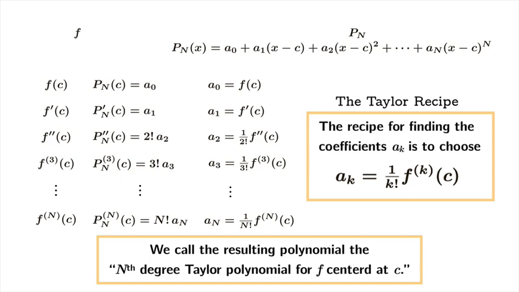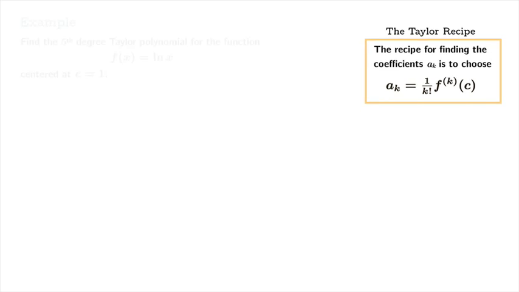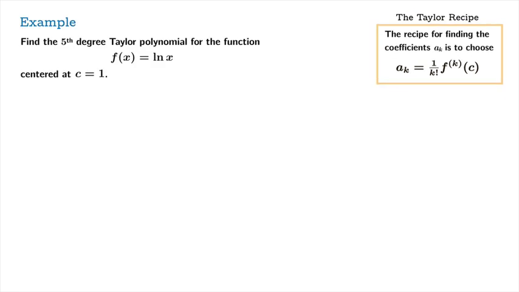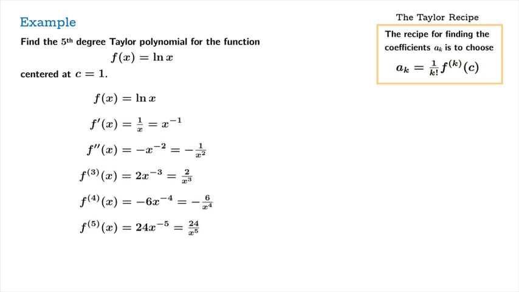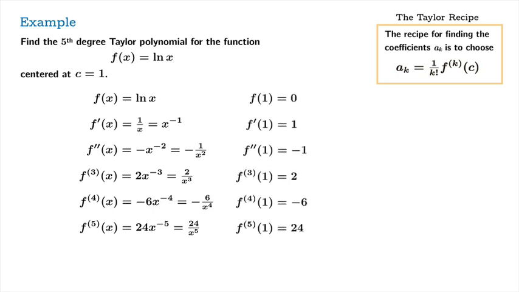So let's give this Taylor recipe a test drive on one last example. We're going to find the 5th degree Taylor polynomial for the function ln of x centered at the argument c equals 1. So we know we need the derivatives all the way up to the 5th derivative of ln of x. And if we use the power rule, we can calculate these pretty efficiently. So we're going to get these formulas for these derivatives. We need to plug in 1 into all these derivatives because that's where the action's happening. And we get these numbers right here.